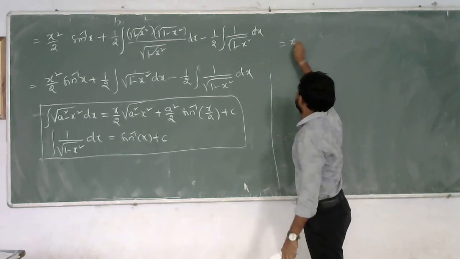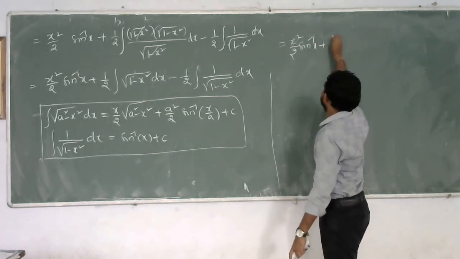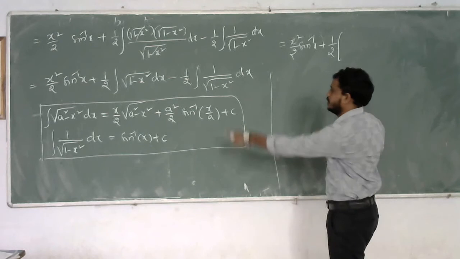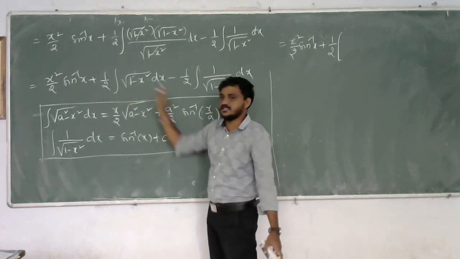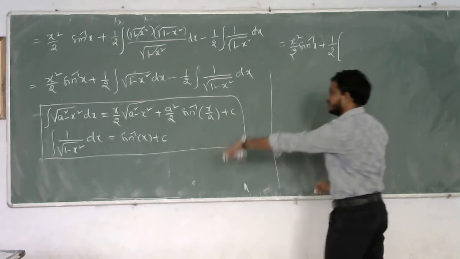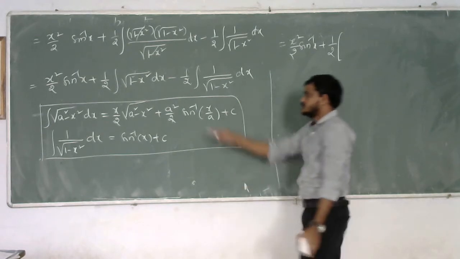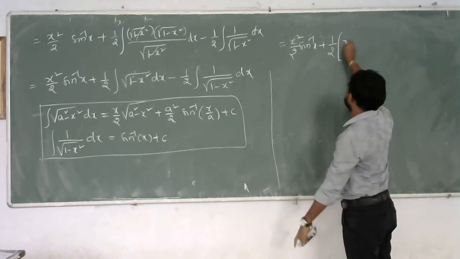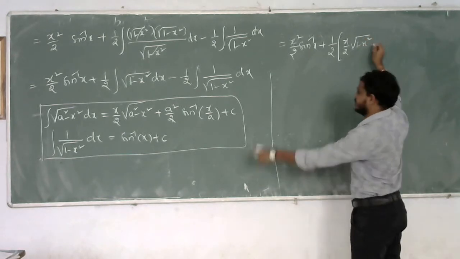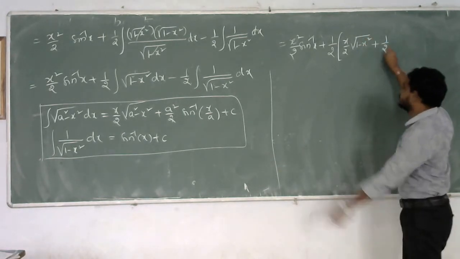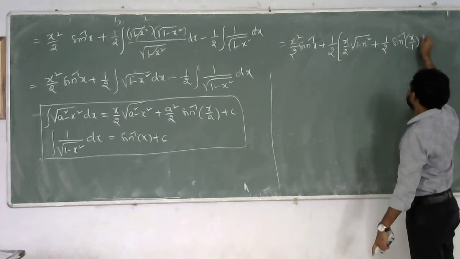So we get x square by 2 into sin inverse of x plus 1 by 2 into under root of... Here, which is the formula under root of a square minus x square formula. So let us use that formula. A is 1 and here x is x only. So apply that formula first: x by 2 into under root of a square minus x square, 1 minus x square, plus a square by 2, that is 1 by 2 into sin inverse of x by a, x by 1.